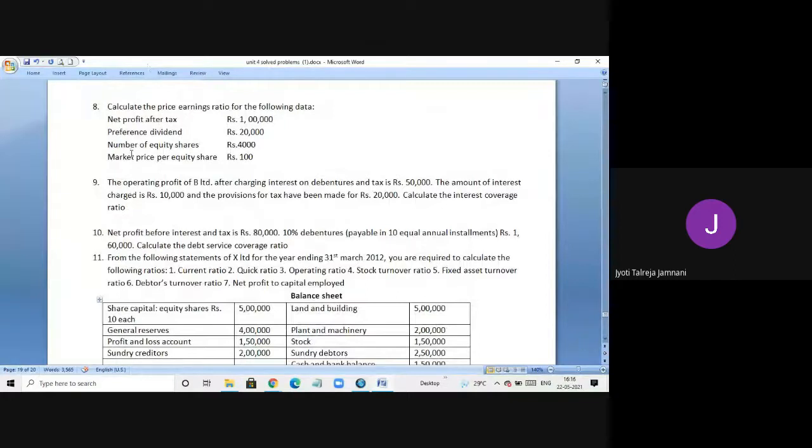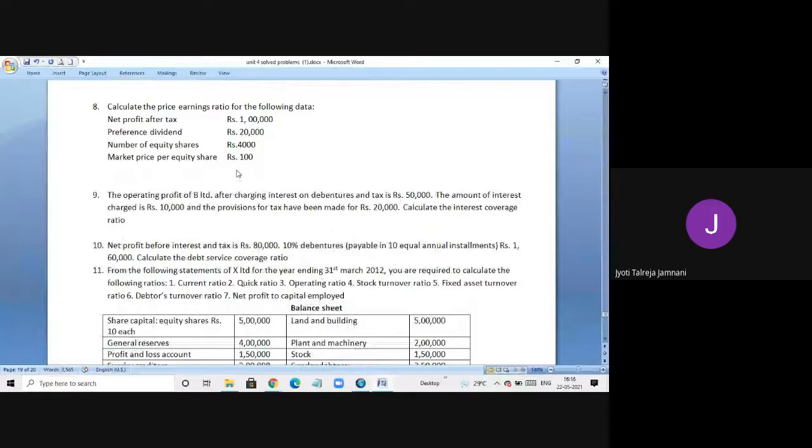The eighth problem asks you to find the price earning ratio. So let me give you the formula of that first. Price earning ratio is equal to price per share divided by earnings per share.